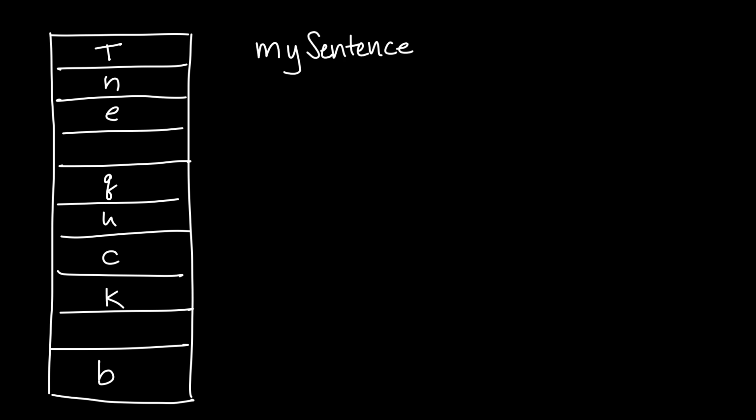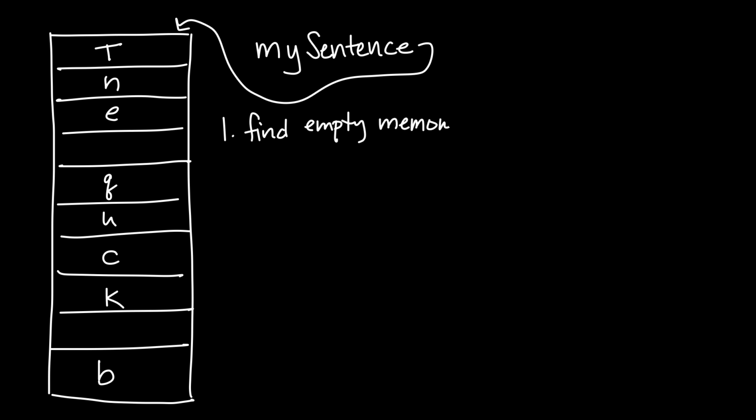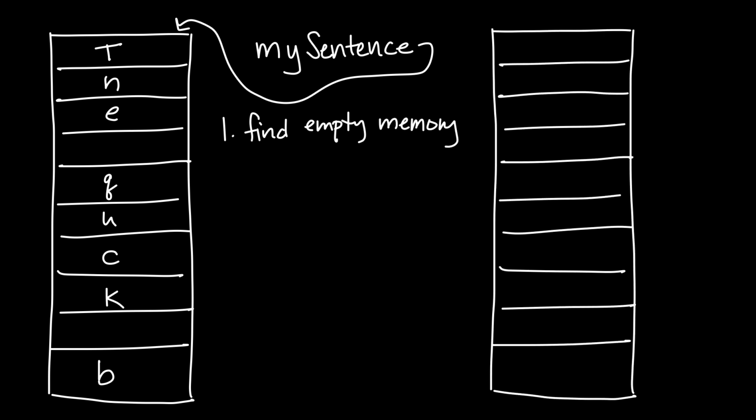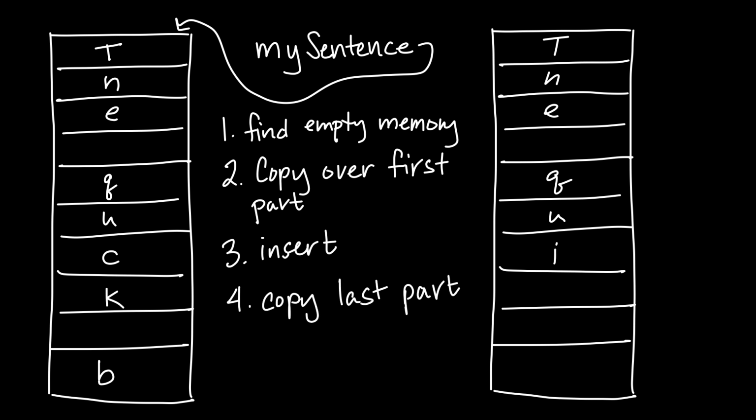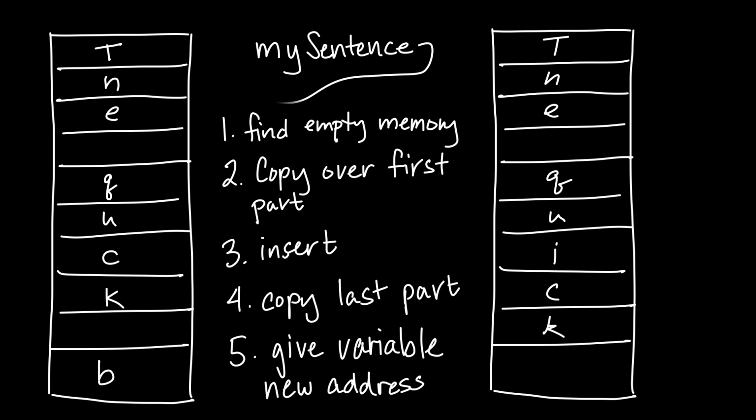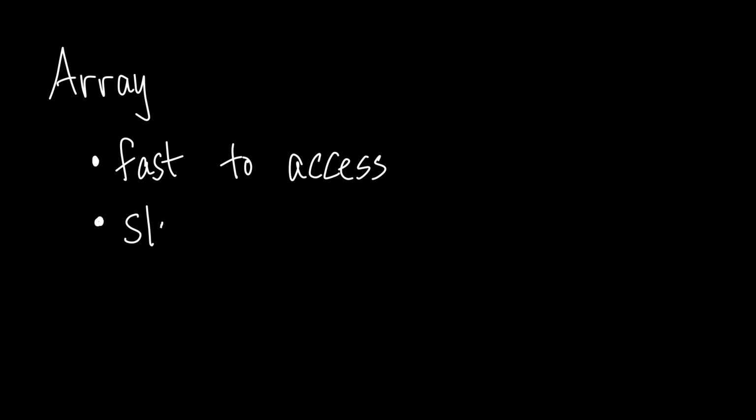We've got a variable pointing to it. I'm going to call it my sentence again. And the first thing we're going to have to do is find some empty memory. That's the new size. Then we have to copy over the first part. Then we have to add the new letter. Then we have to copy over the last part. And then we have to move the variable to the new address. So arrays are very fast to access, no matter how big they are, but they're extremely slow to edit. Also annoying. So let's talk about lists.